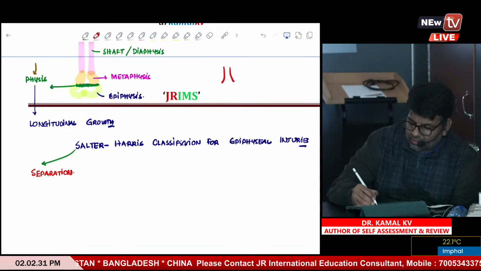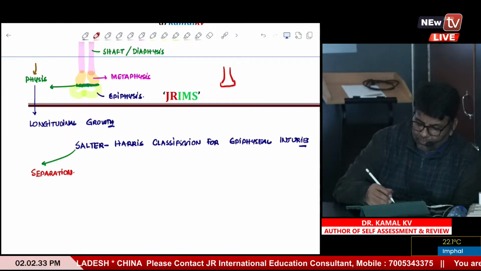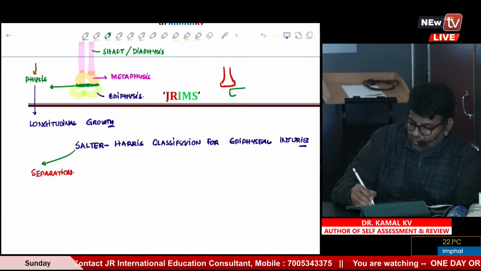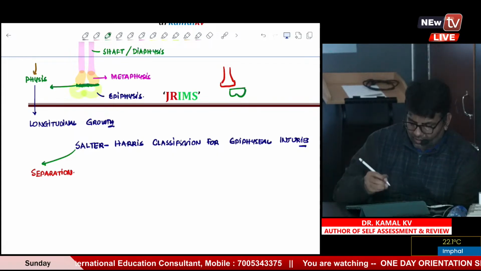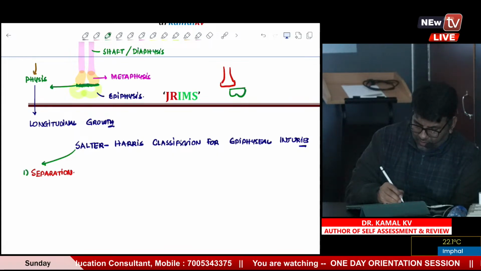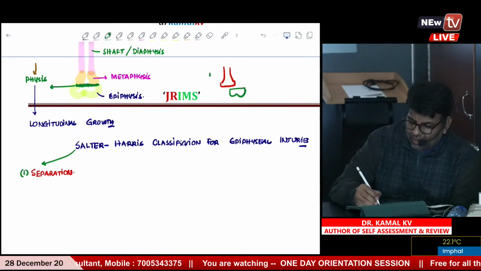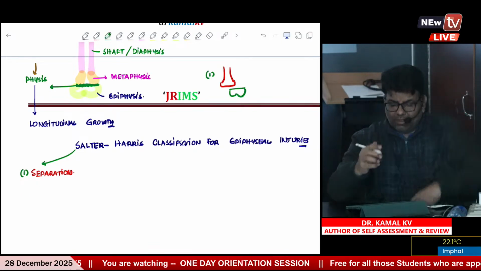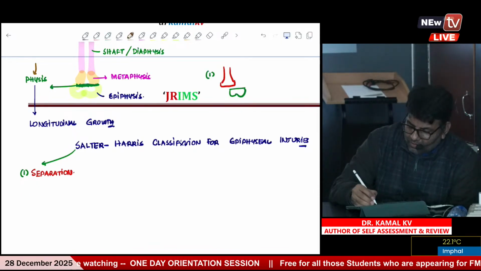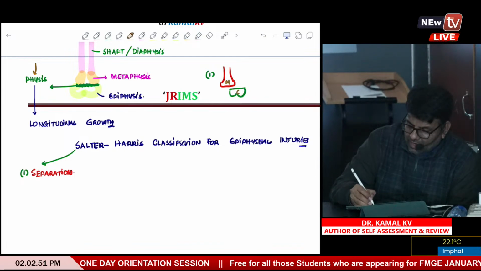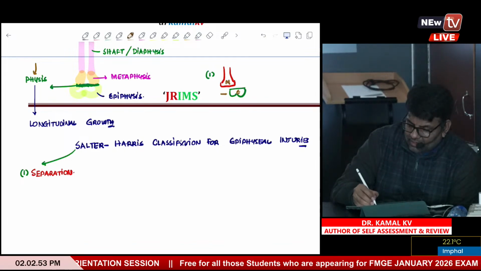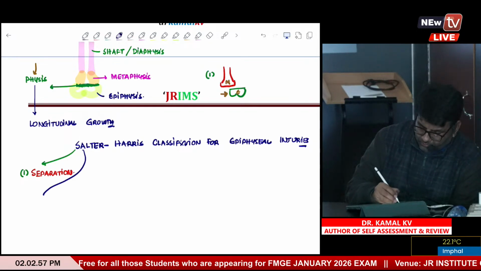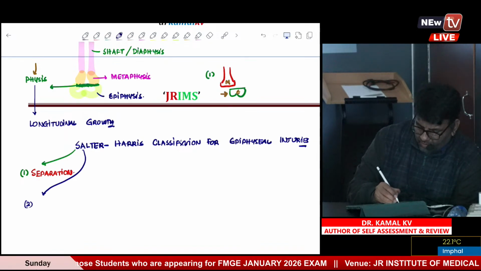So what will happen? Suppose this is the bone, the physis will go like this. Clear? So this is separation. So there is no fracture line, only the epiphysis has moved away from the metaphysis. This is metaphysis, this is epiphysis. So you can see there is separation. Number 2, A. A means above.